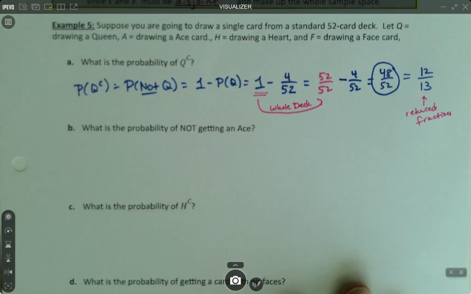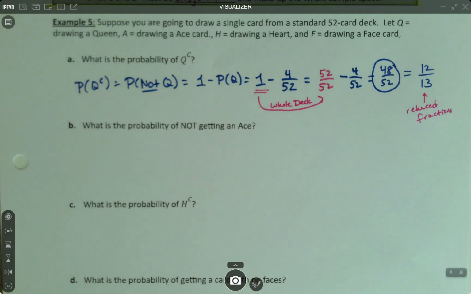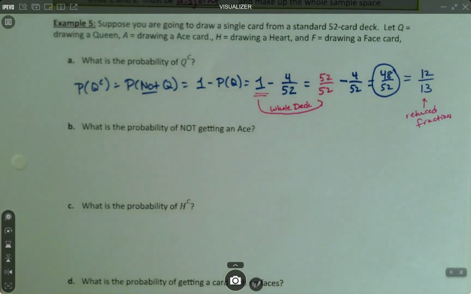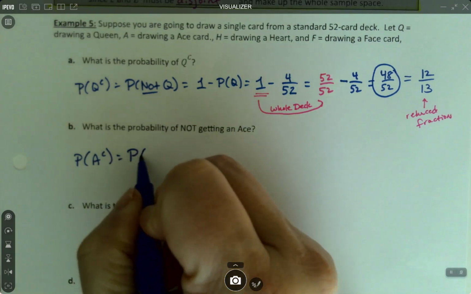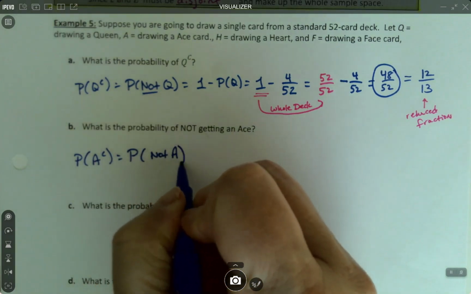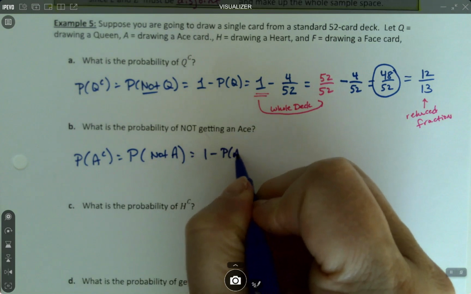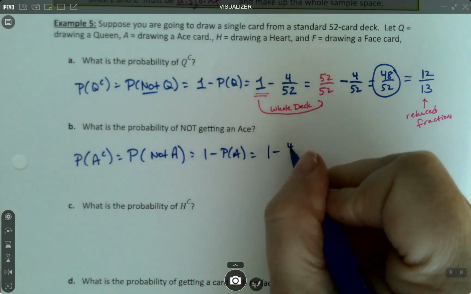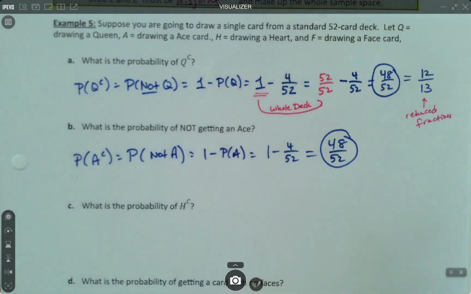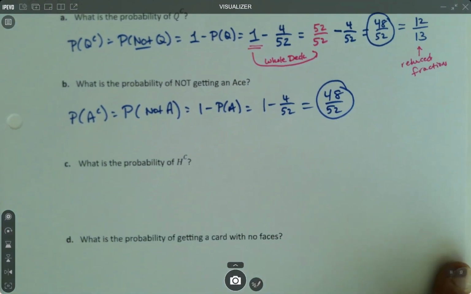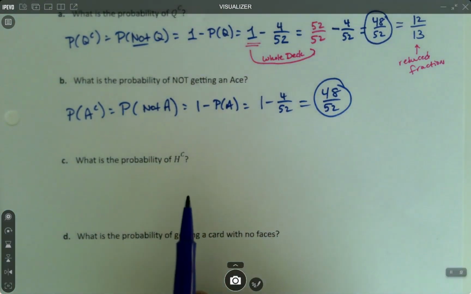Okay, so then what is the probability of not getting an ace? Well, that's going to be the same thing, because there are 4 aces in a deck. So the probability of ace complement, the probability of not getting an ace, would be 1 minus the probability of an ace, which is 1 minus 4 out of 52, which is 48 out of 52. Really easy. All right, now what about the heart complement?